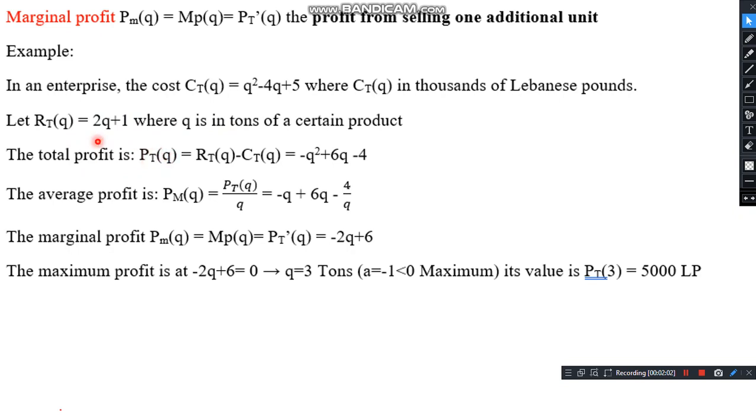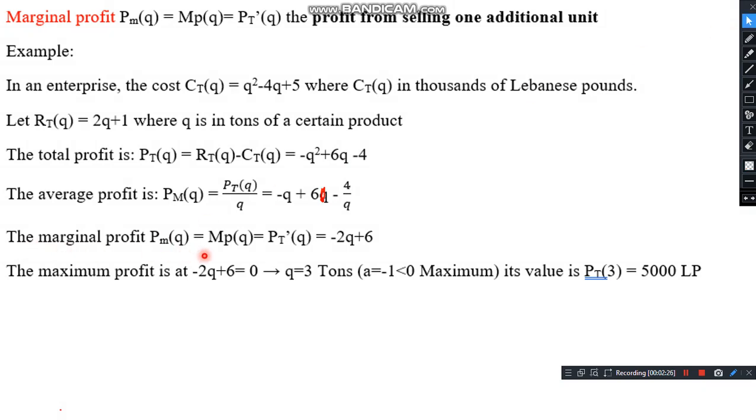We know the total profit is revenue minus cost, so 2Q plus 1 minus Q squared plus 4Q minus 5, you have this one. If they want the average profit, we divide this by Q, so you're going to get minus Q plus 6. Here this is 6, not 6Q. We need to erase the Q. Minus 4 over Q, because I divide all by Q.